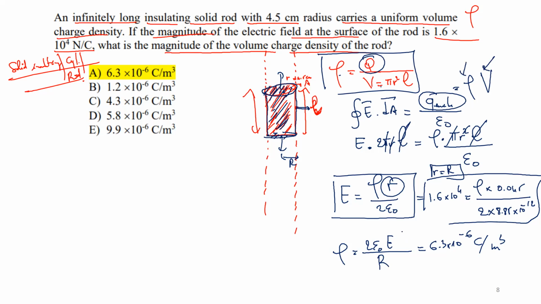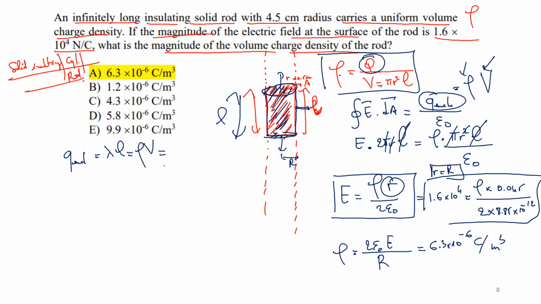Some people will choose a different way. They will say that the charge enclosed, Q enclosed, is lambda multiplied by L. This is as we said before. If I consider this rod to be very, very long, I can define a linear charge density. In that case, the linear charge density would be the total charge divided by the length. But this is also equal to rho V.